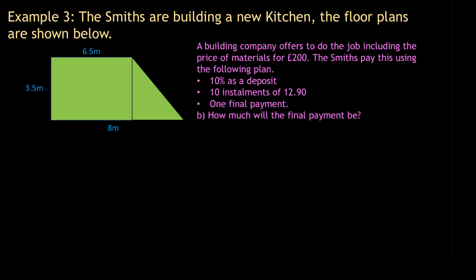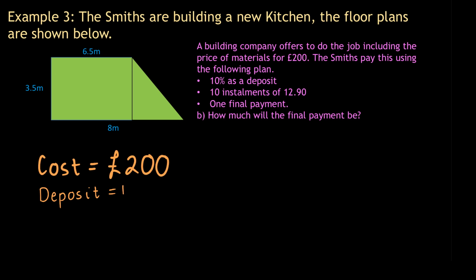So the cost is £200. So we'll make a note of that. So cost equals £200. It says that 10% of that is put down as a deposit. So the deposit is 10% of £200, which we know is just 200 divided by 10, so they pay a £20 deposit.